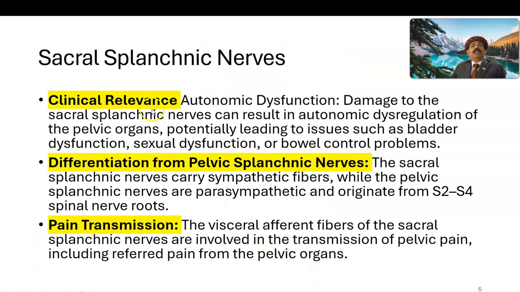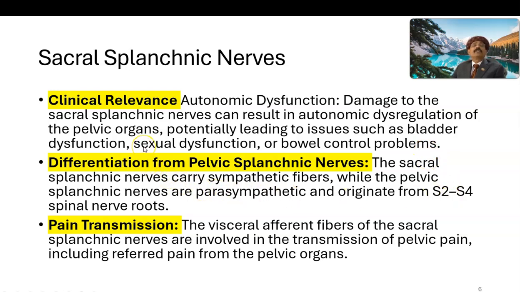The sacral splanchnic nerve, clinical relevance, autonomic dysfunction: damage to the sacral splanchnic nerve can result in autonomic dysregulation of pelvic organs, potentially leading to issues such as bladder dysfunction, sexual dysfunction, or bowel control problems.